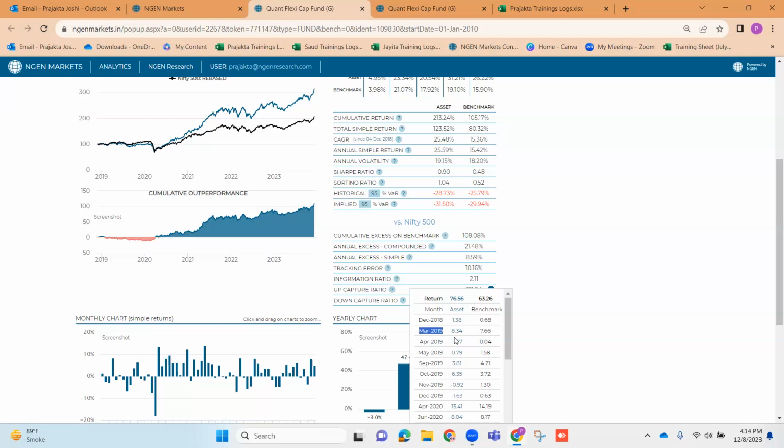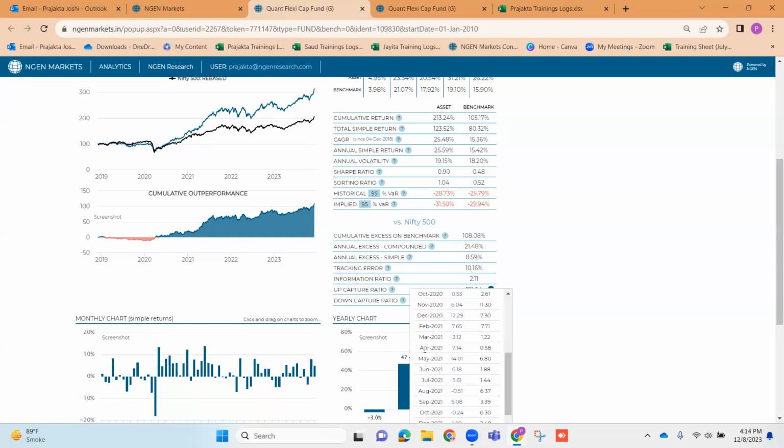So in this case, if we consider April 2019, when the benchmark gave slightly positive returns at 0.04% positive, the portfolio or the fund went down by 1.57. So it typically went in the opposite direction. On the other hand, if you scroll down and consider April 2021 as a month, the benchmark went up by 0.58. On the other hand, the fund went up by 7.14%. That's definitely a good thing that this fund has really managed to do in the month of April 2021.